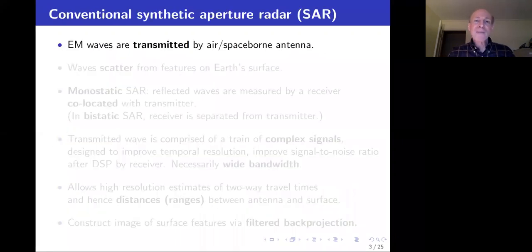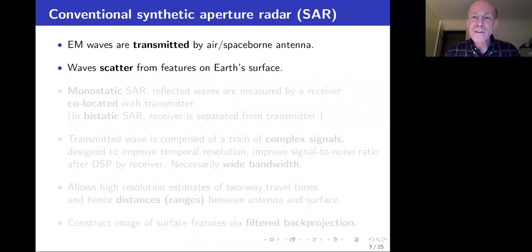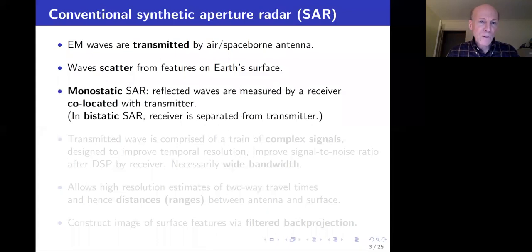Okay, so let's talk about conventional synthetic aperture radar, or SAR. We have radar waves which are transmitted by aircraft or a satellite, so by an airborne or spaceborne antenna. The waves scatter from features on the Earth's surface that we want to image. In conventional or monostatic SAR, the reflected waves are measured by a receiver which is co-located with the transmitter. So on the same aircraft, or on a satellite, you have a transmitting antenna and a receiving antenna. There are variations on this.